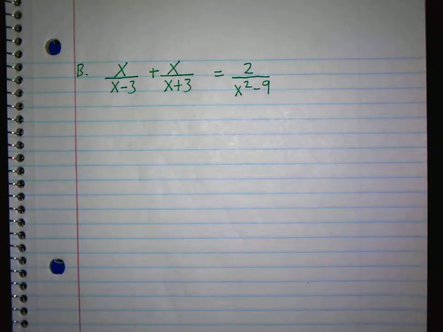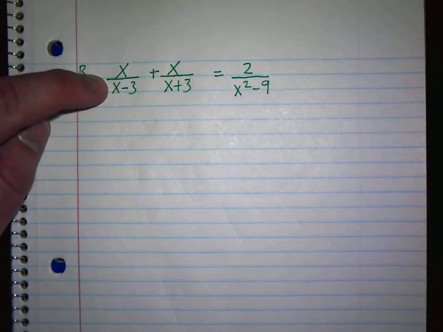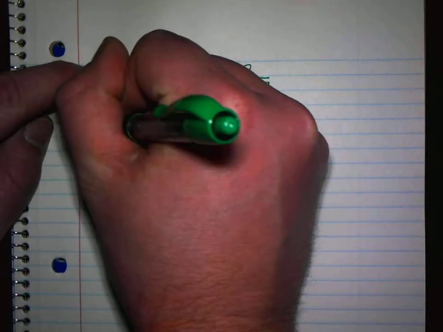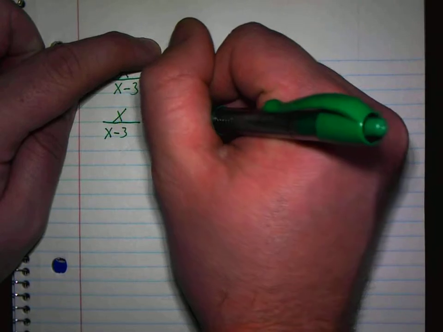Right? And so the first thing you want to do is reduce what you can. Does x over x minus 3 reduce? It does not. You cannot cancel out the x's. X over x plus 3, that also does not reduce.